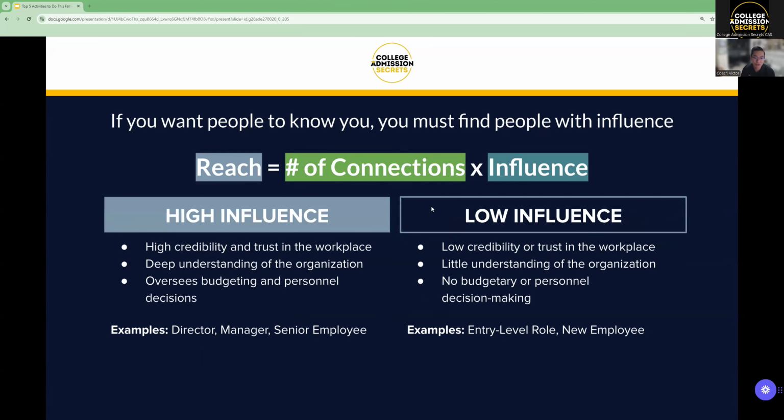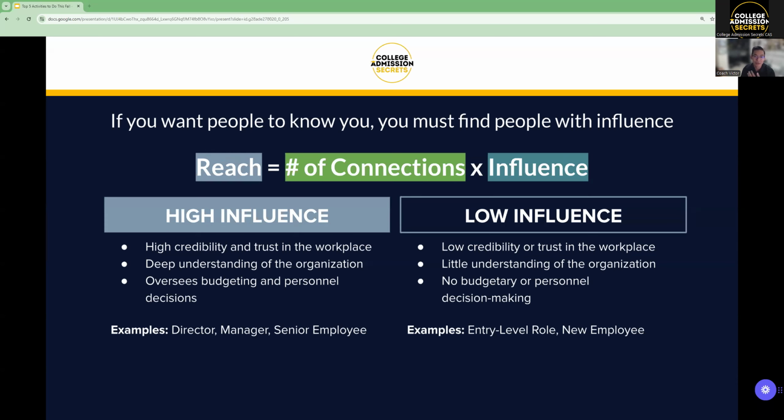When it comes to influence, there's the high influential people and the low influential people. High influence is those with high credibility and trust in the workplace. They have deep understanding of the organization, and they might oversee the budgeting and personnel decisions. These are typically directors, managers, and senior employees. These are important because these are the people who might be in the best suited position to hire you, right?